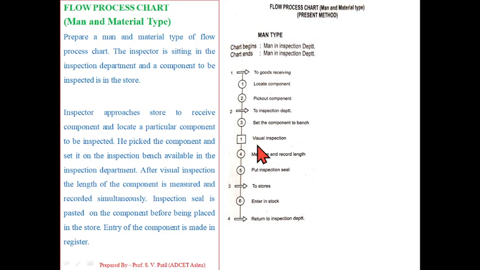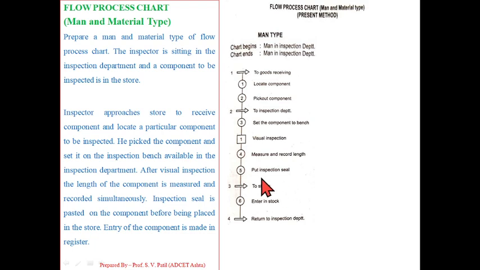Now the remaining part: after visual inspection, the length of the component is measured and recorded simultaneously. So here there is an entry of an event, that is inspection, then measuring and recording the length, the operation event. The remaining part: an inspection seal is placed on the component before being placed in the store, and an entry of the component is made in the register. So here putting that inspection seal is the next event, which is an operation.